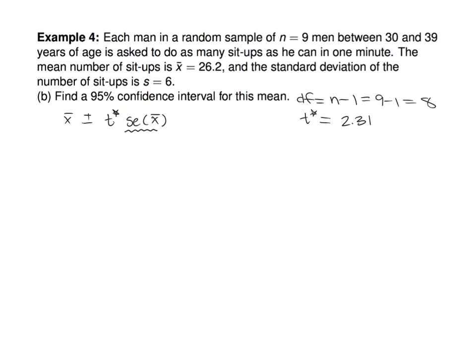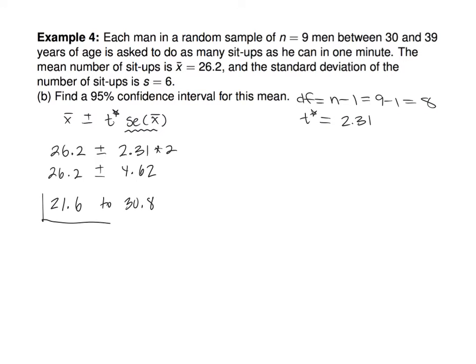So our confidence interval is 26.2 plus or minus 2.31 times 2, or 26.2 plus or minus 4.62. And 26.2 minus 4.62 is about 21.6 on the lower end, and on the upper end, 30.8. I did round those a little bit, but if you have a more exact answer, that's fine.